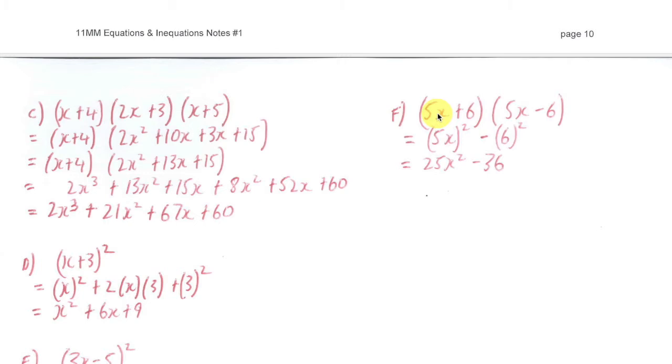And for f, I've got 5x plus 6 multiplied by 5x minus 6. Here we're going to apply the difference of 2 squares. So I see the 5x as being the a and the 6 as being the b. So it's going to be a squared minus b squared: 5x squared minus 6 squared. 5x squared is 25x squared and 6 squared is 36.